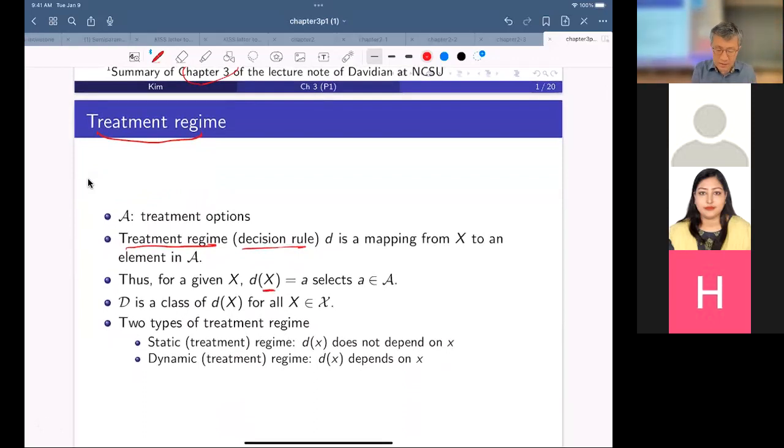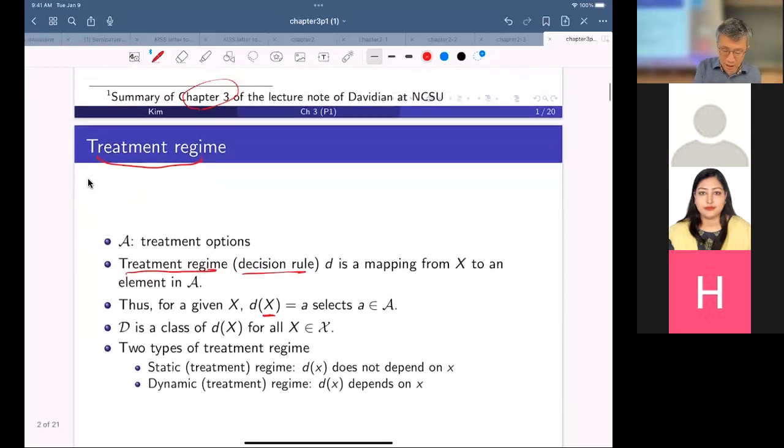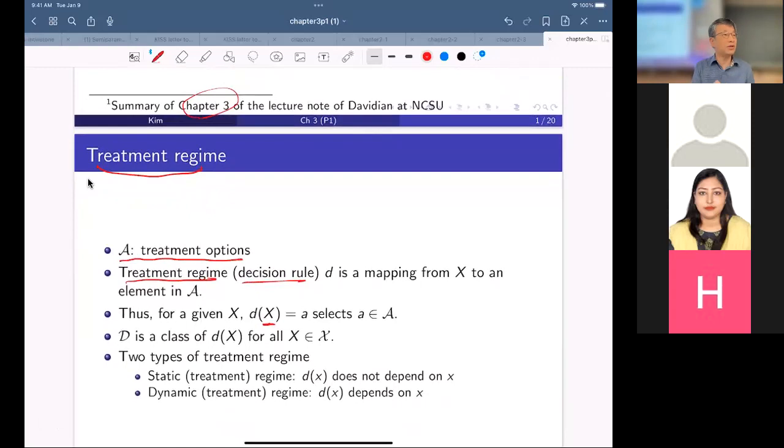Okay, and then all you have to do is choose a treatment option. Suppose you give drug A or drug B, right? That is basically an option. So this is the set of treatment options, and D is essentially a mapping. Mathematically, it's just a mapping from X to an element in script A, set A. Okay. So then you don't have to have a single decision rule, right?